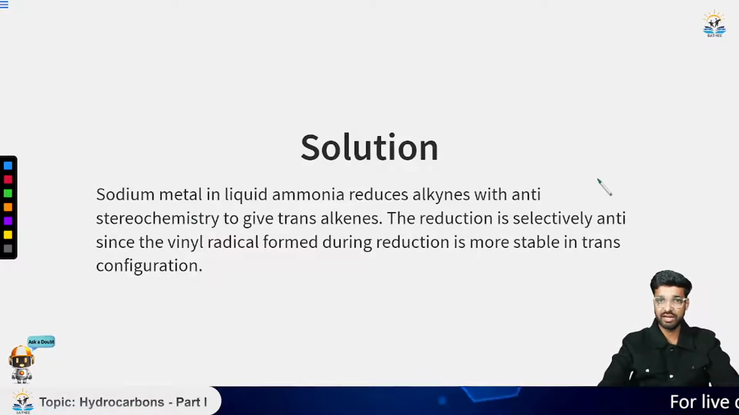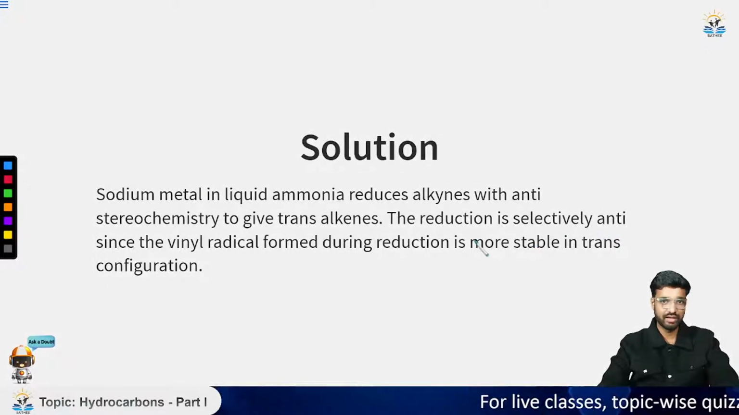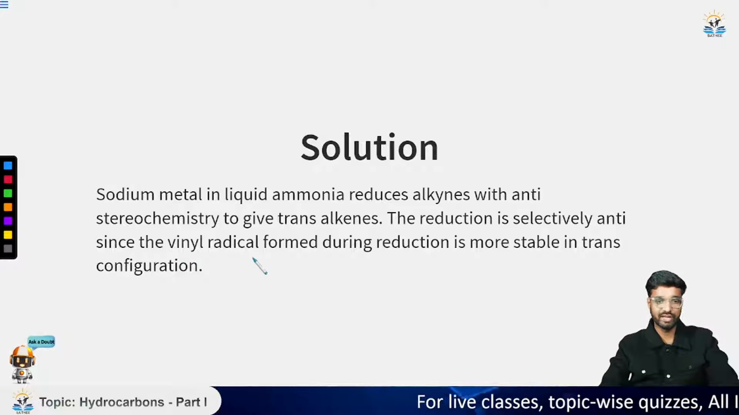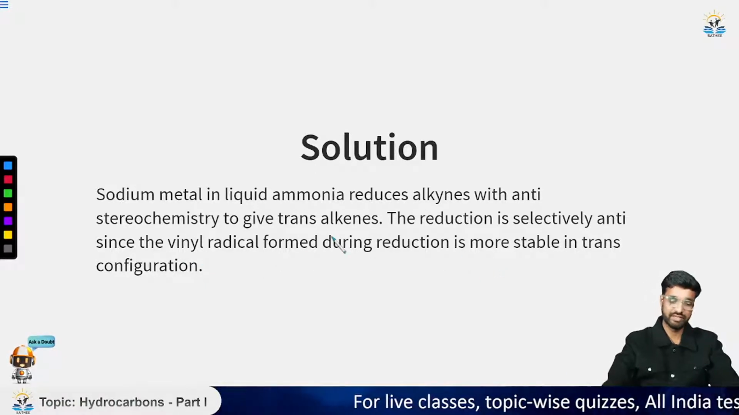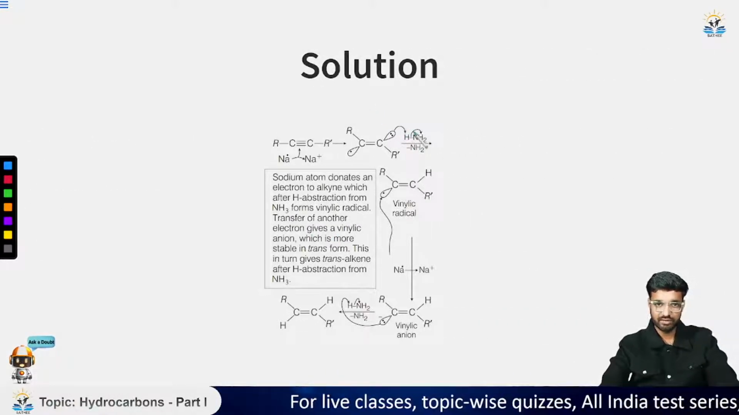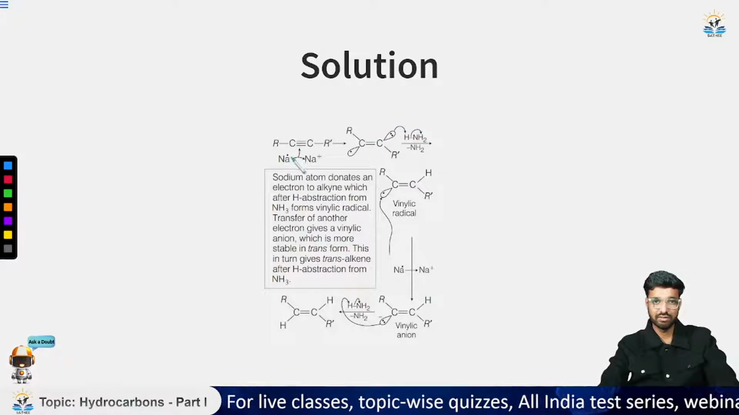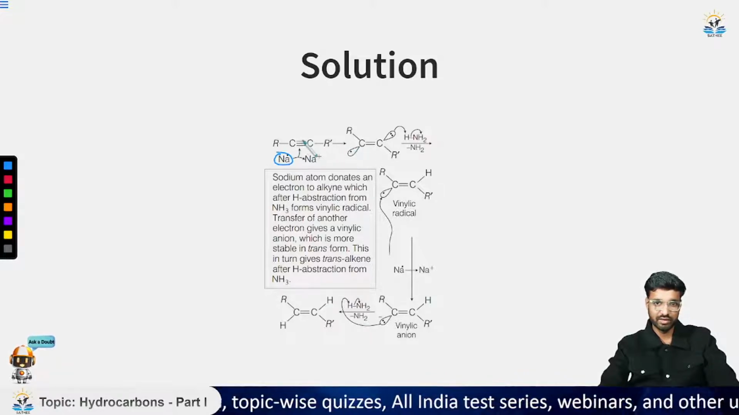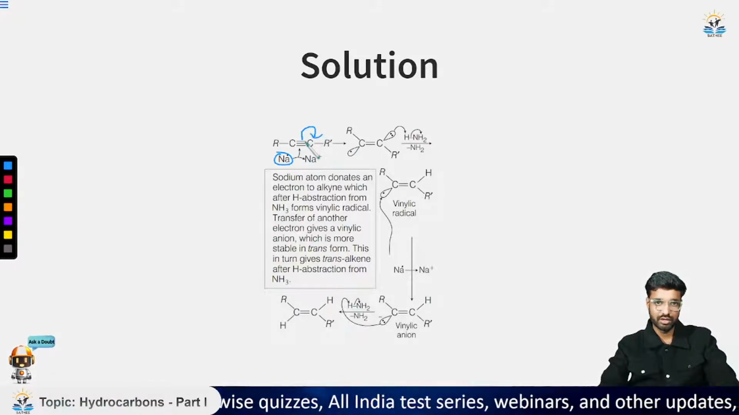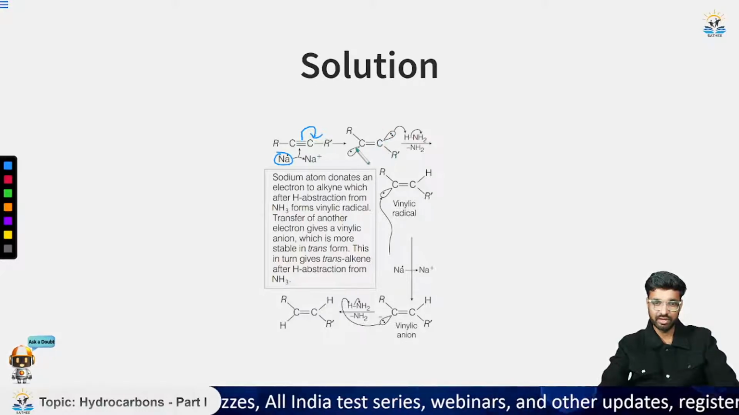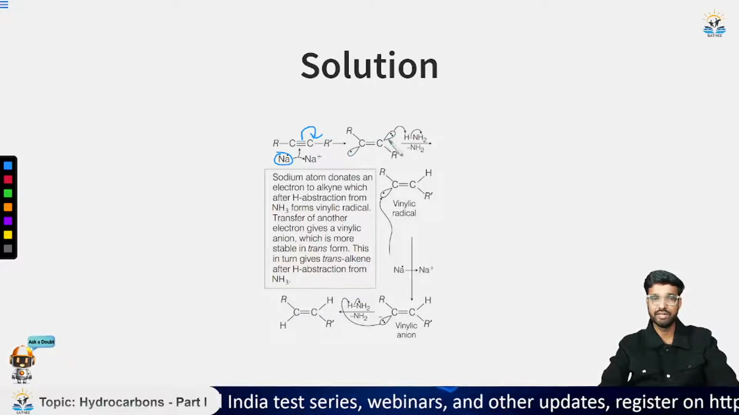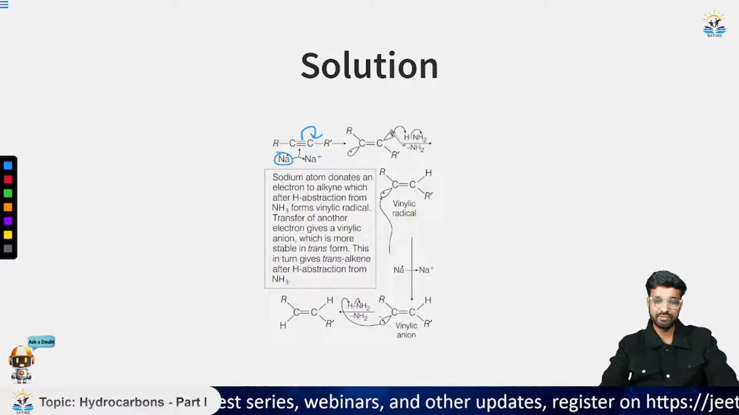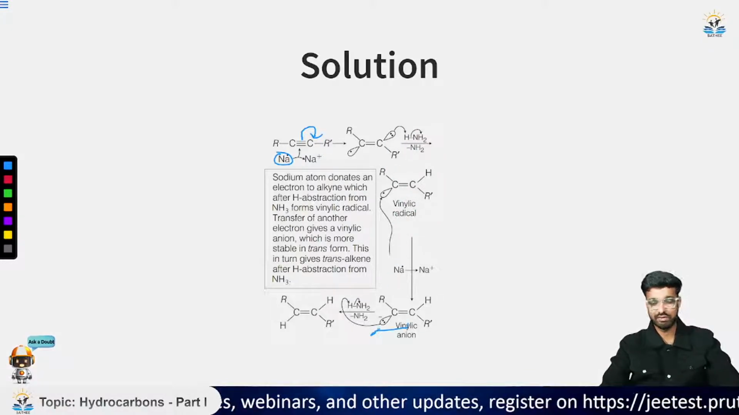So sodium metal reduces alkyne with anti stereochemistry to give trans alkene. The same thing is written here. The reduction is selectively anti, since the vinyl radical formed during the reaction is more stable in trans configuration. So this is the kind of reaction that we are having. First sodium in NH3 is giving one electron here, and the bond pair is shifting onto this carbon, and we are getting an anti-parallel type of stereochemistry. Now it will take one H from NH3, and you will get this trans one.